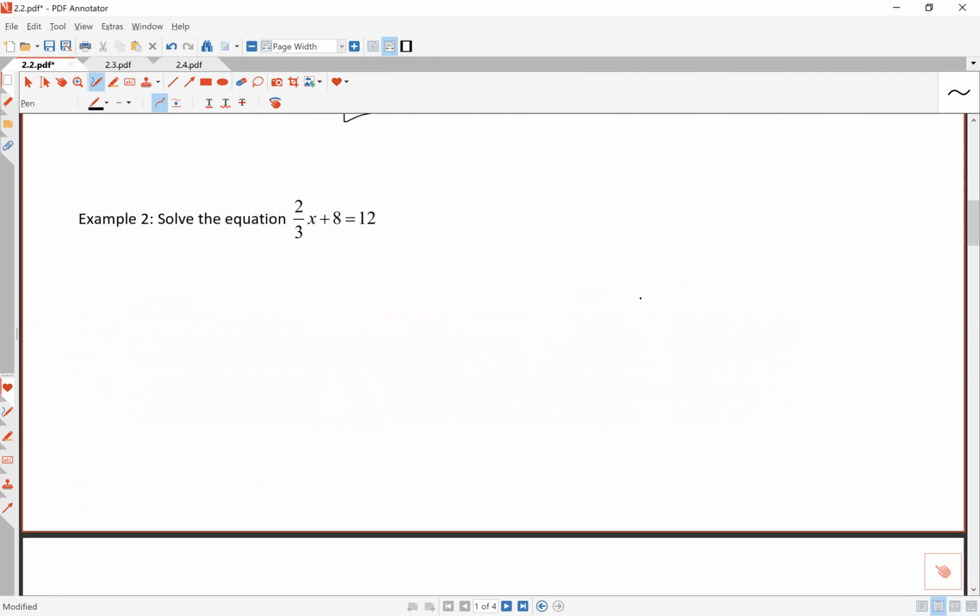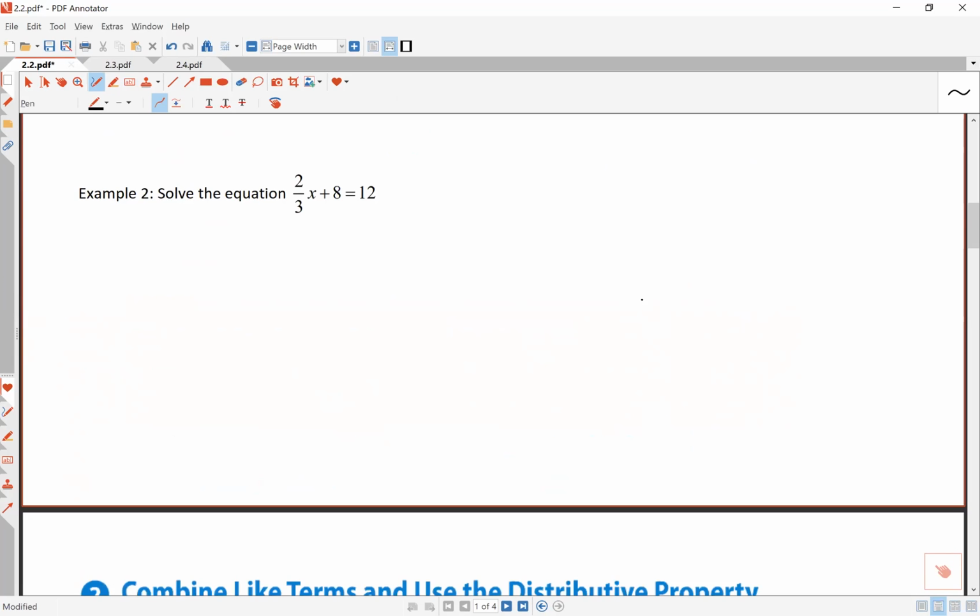Example 2, so we're adding 8 to the 2/3 x. And so we subtract 8 from both sides. Always undo the addition portion first. 8 minus 8 is 0, and 12 minus 8 is 4.